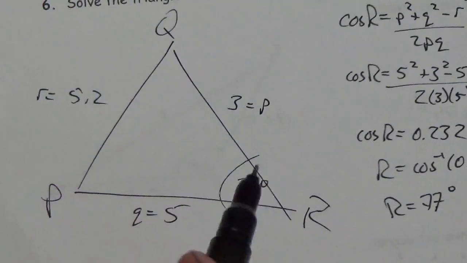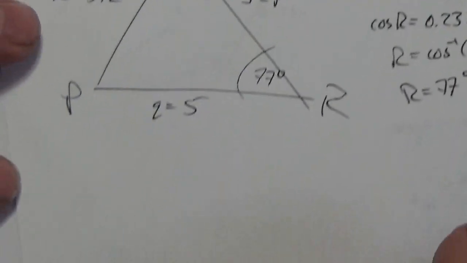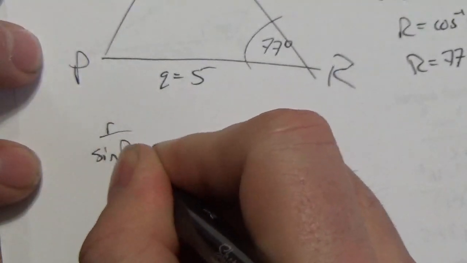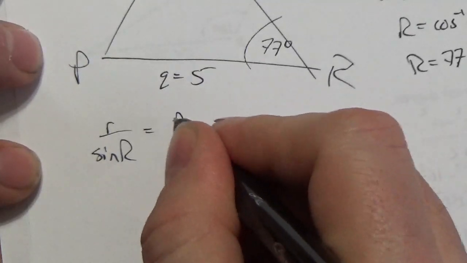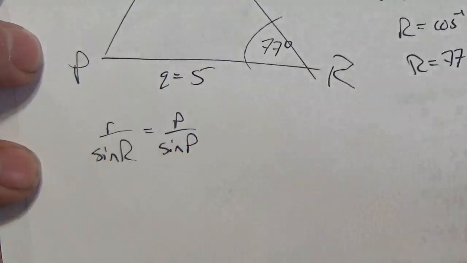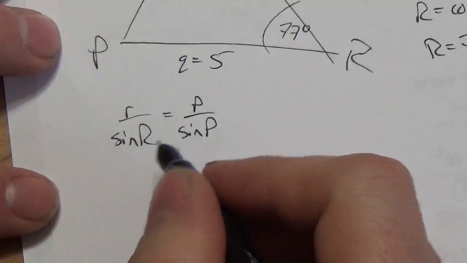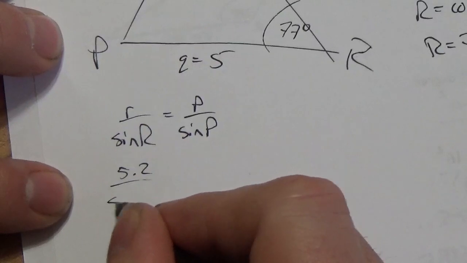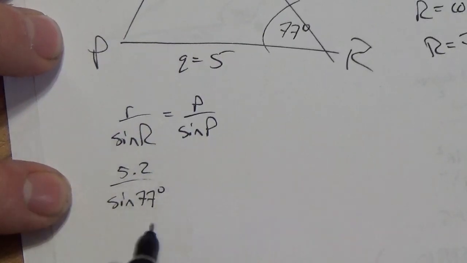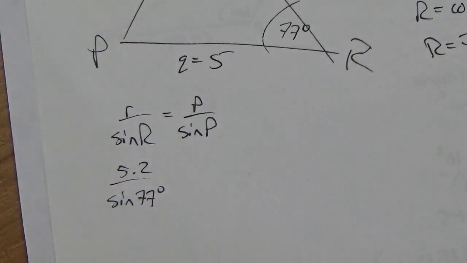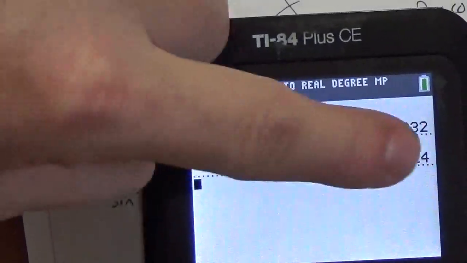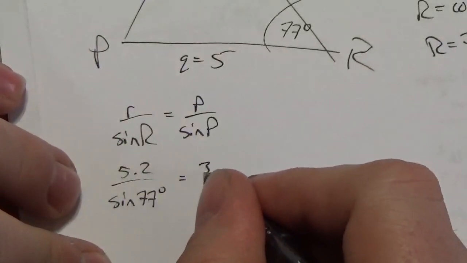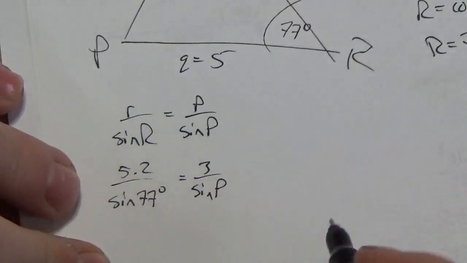Maybe I'm going to use the sine law now to find the smallest angle, angle P. So I know, for example, little r over the sine of R, and I have little p, and I'm going to find the sine of angle P. So if I plug that all in, I know that little r is 5.2. I know that angle R is 77 degrees, although when I do this on my calculator, I'm going to use that number right there. That is going to equal 3 over the sine of P.